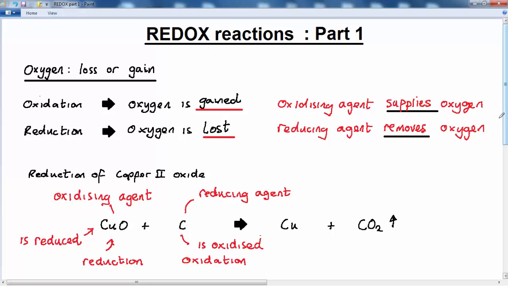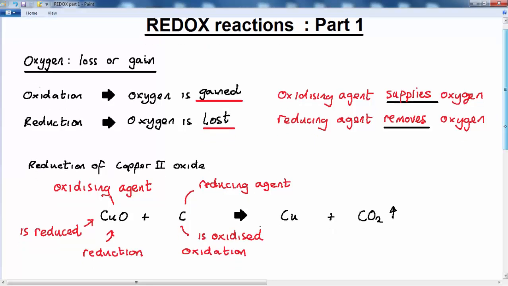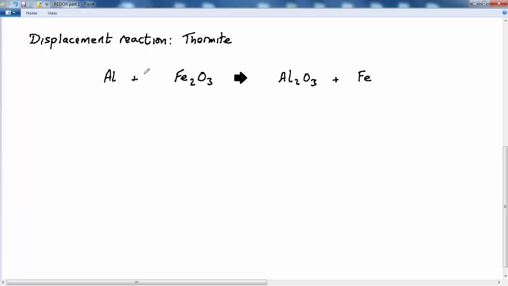This time we'll look at the thermite reaction. Now the thermite reaction is a reaction between aluminium and iron oxide. It's also known as a displacement reaction because the aluminium displaces the iron from the iron oxide to produce aluminium oxide and iron. So we can say in this case aluminium is reducing the iron oxide. Okay, the iron oxide is reduced and the aluminium therefore is the reducing agent.